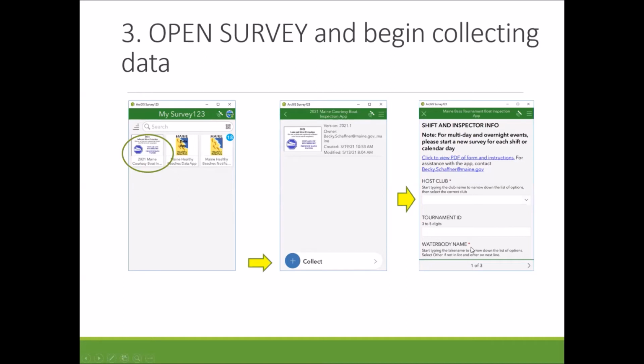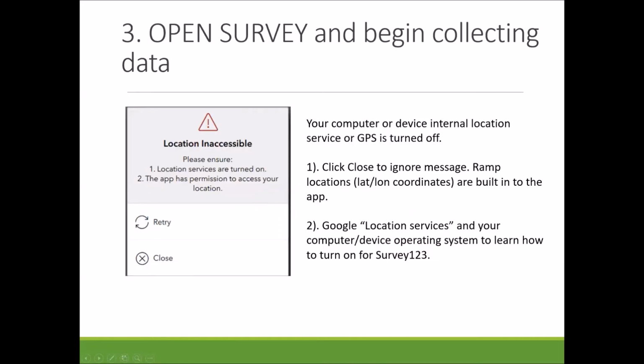All right. So here's something that some of you might have seen when you went to collect data. This is the location inaccessible warning. That just means that the internal location service or GPS inside your computer or your device is turned off. And that's fine. You can just click close to ignore the message, because we don't need that GPS to get the ramp locations. They're already preloaded into the app. But you will see this warning every time you open the app.